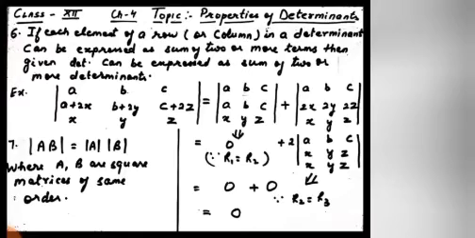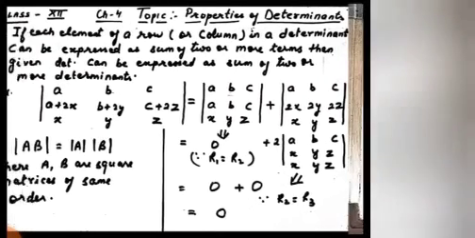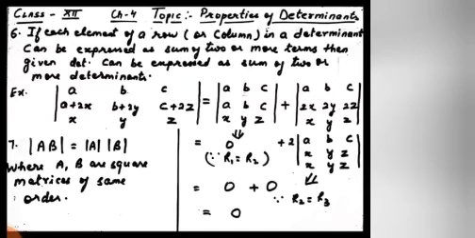Our seventh property is: the determinant of the product of two square matrices of the same order is equal to the product of their individual determinants. This means if there are two square matrices A and B of the same order, then if we multiply the two matrices A and B and then take the determinant, that is the same as if we first take the determinants and then multiply. So this is also an important property in solving many objective questions.